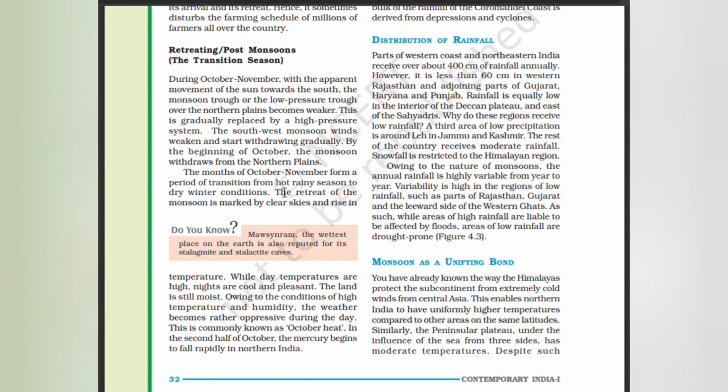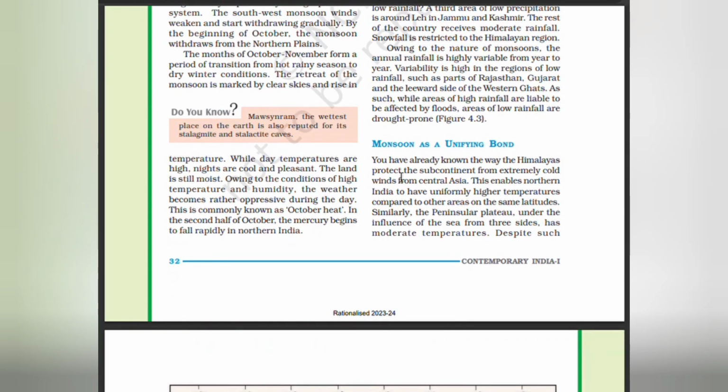The months of October and November form a period of transition from the hot rainy season to the dry winter season. The retreat of the monsoon is marked by clear skies and a rise in temperature. While day temperatures are high, nights are cool and pleasant. The land is still moist. Owing to the conditions of high temperature and humidity, the weather becomes rather oppressive during the day. This is commonly known as October heat.